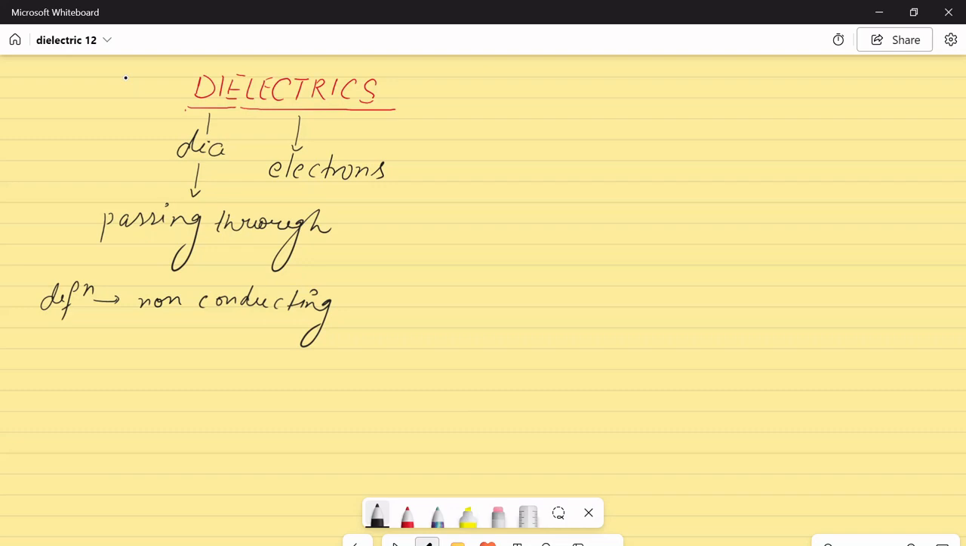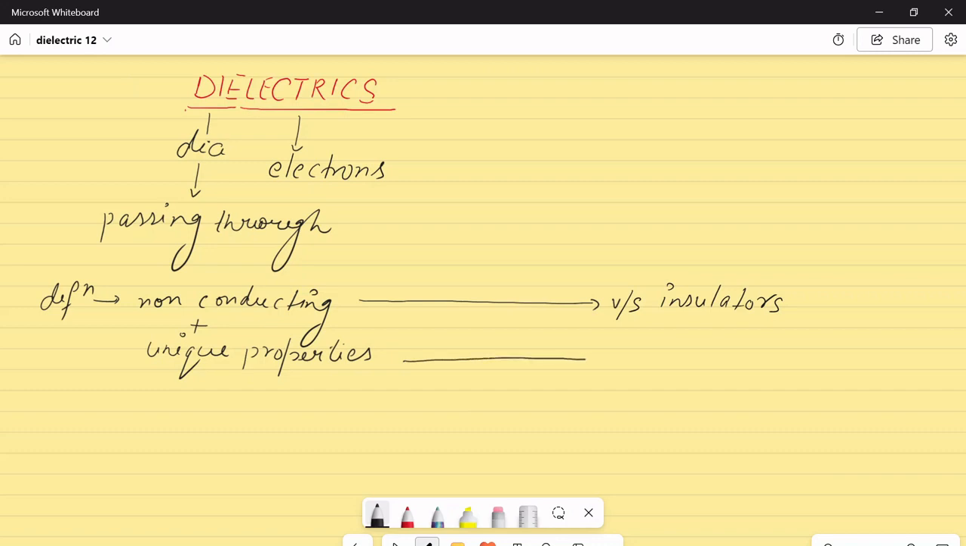this video. So one of our learning objectives comes from here: why is it not being called an insulator? What is the difference between the two? We'll find that out. Now next, if it is not being called an insulator, it is following certain unique properties which are not available in the case of insulators. From these unique properties, we have various learning objectives that we are going to study.